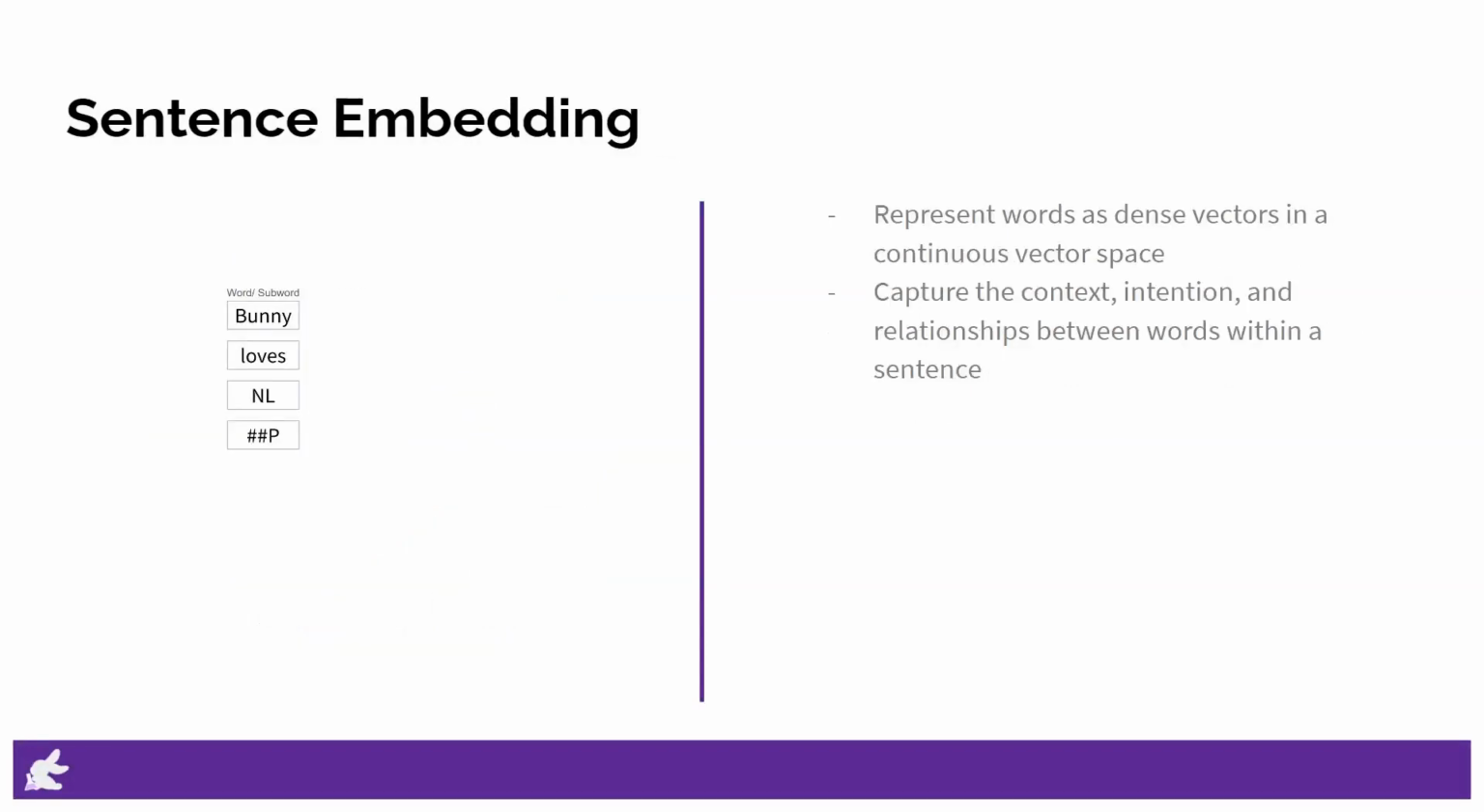Sentence embedding is a technique used in NLP to represent entire sentences as fixed-length vectors. It aims to capture the semantic meaning and context of sentences, enabling machines to understand and process natural language at a higher level. Unlike word embeddings, which represent individual words, sentence embeddings capture the overall meaning and nuances of a sentence. They are designed to encode the semantic essence of a sentence into a vector representation, allowing machines to grasp the subtleties of human language.